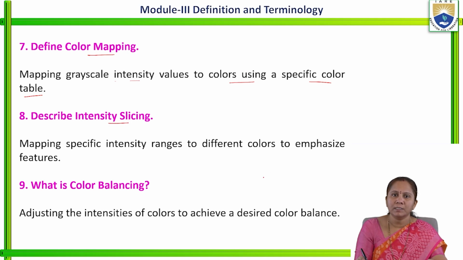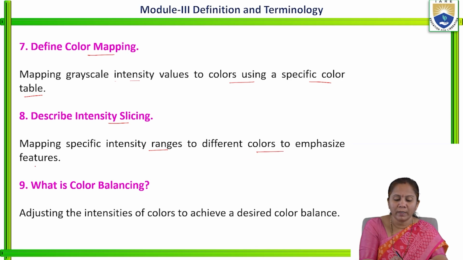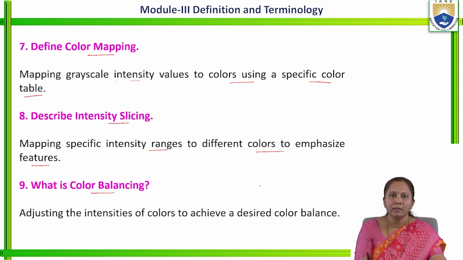Describe intensity slicing. So mapping specific intensity ranges to different colors to emphasize the features. And next one is, what is color balancing? So adjusting the intensities of colors to achieve a desired color balance. So here color balancing means we are going to change the intensity level of some of the regions such that the colors in the image will look balanced.